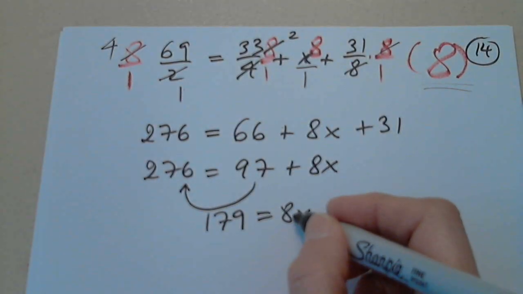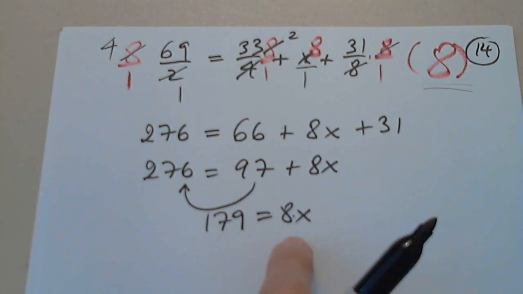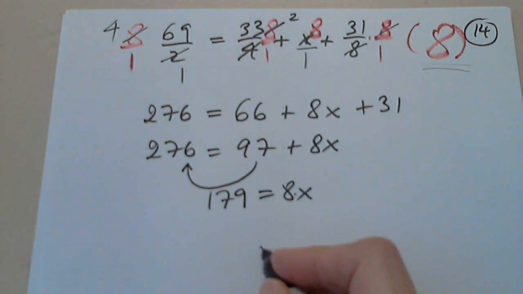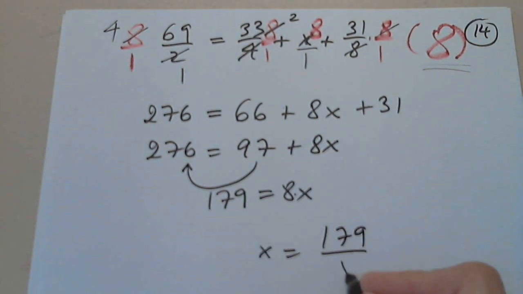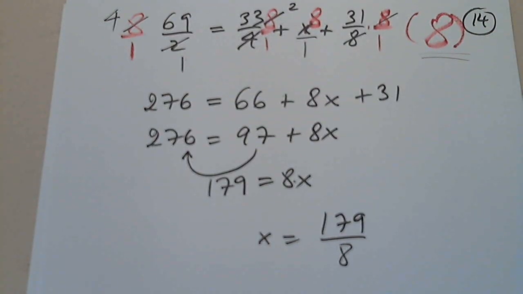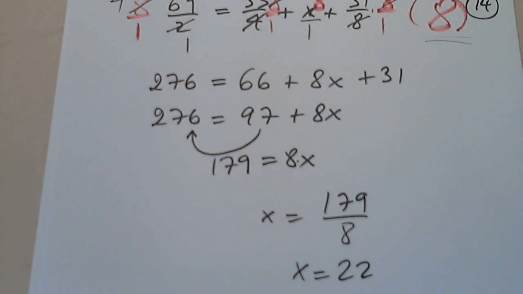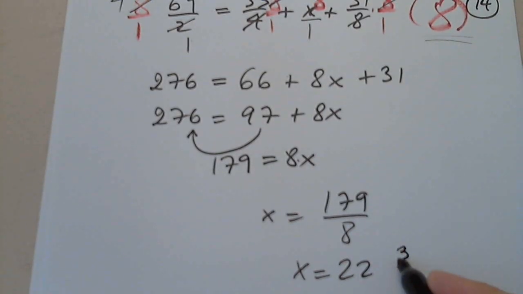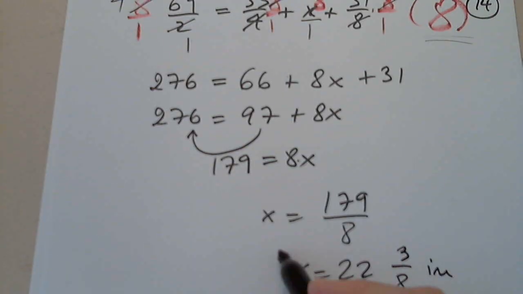Obviously, this is factored. I cannot move 8. I can only divide by 8. So then x equals 179 over 8. And I have to take the integers out, so I divide 179 by 8, and I get 22 integers. I multiply 22 by 8 and subtract the answer from 179, which gives 3/8 inches.